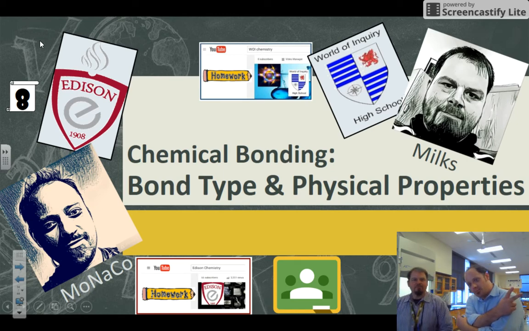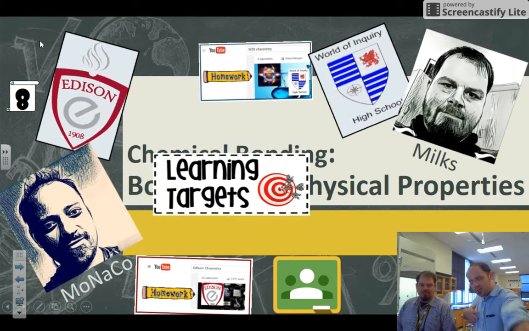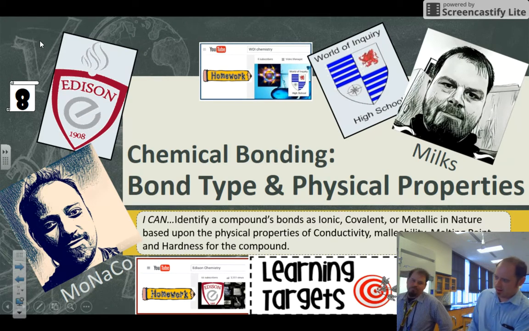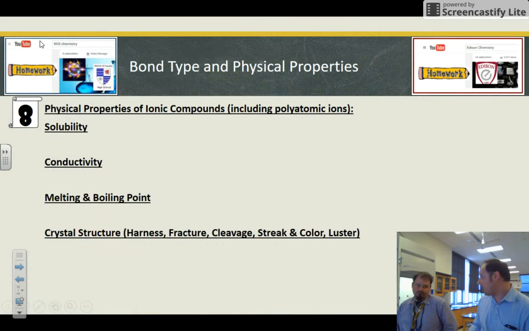Bond type and physical properties. How do we know? By looking at the letters, is it ionic or covalent or metallic? And then do they have different properties? Of course they have different properties. Ionic compounds behave this way. Covalent compounds behave that way. Metallic compounds behave a different way. And it's all related to how the atoms are bonded together.